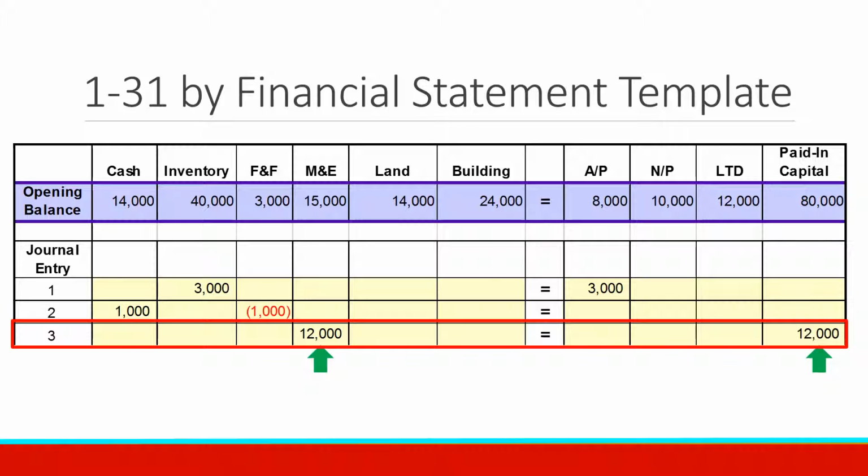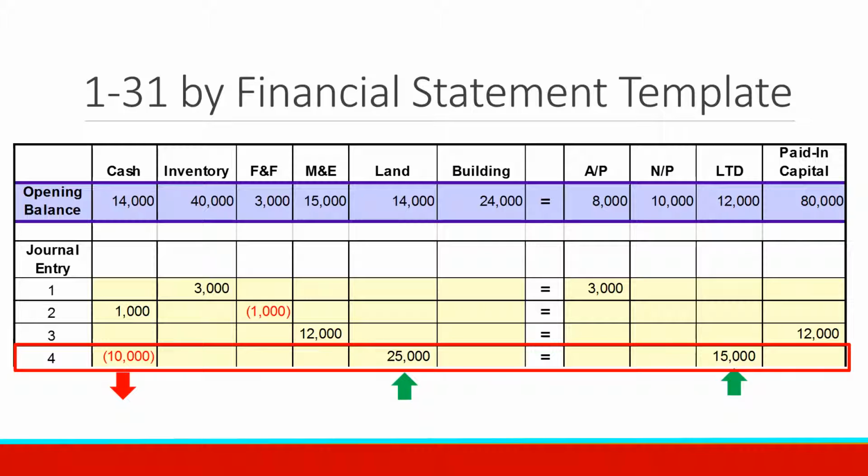Now looking at number 3, issued additional capital stock for machinery and equipment valued at $12,000. The first part of that sentence, issued additional capital stock, means we're giving out stock certificates to some owners worth $12,000. So we'll put a positive $12,000 in the paid-in capital column. Now, rather than these investors giving us cash, they're giving us machinery and equipment. So we will now have $12,000 more in the M&E column. So we record a positive $12,000 there.